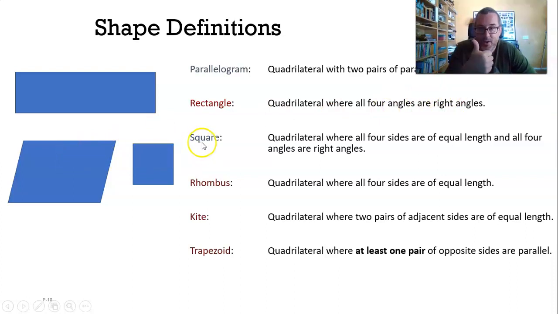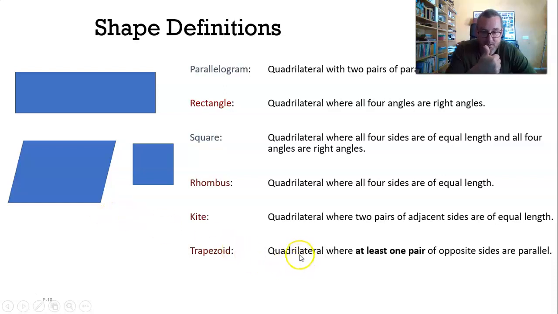Is it a square? No, all four sides have to be the same length and all right angles, so it's not a square. Is it a rhombus? No, all sides have to be equal length. Is it a kite? Two pairs of adjacent sides are equal length. Is this equal to this? No, I didn't mean to make these all the same. That's a little longer than that. So this is not a kite.